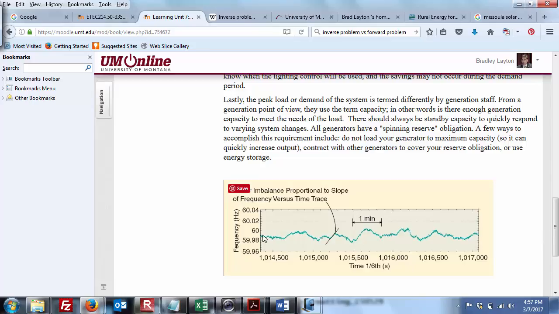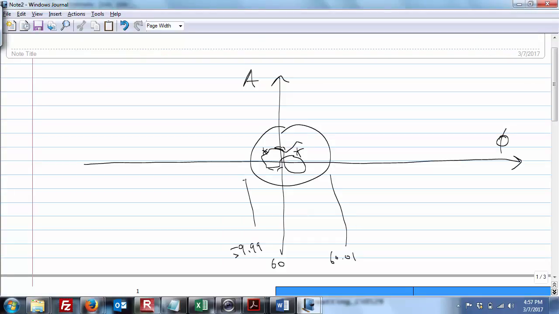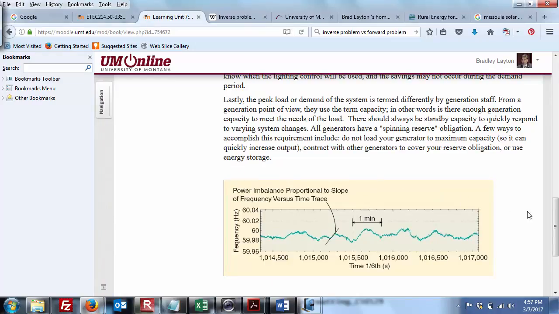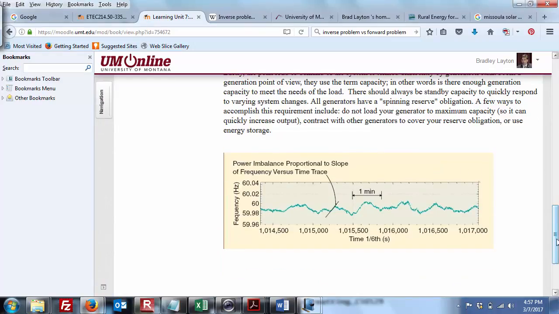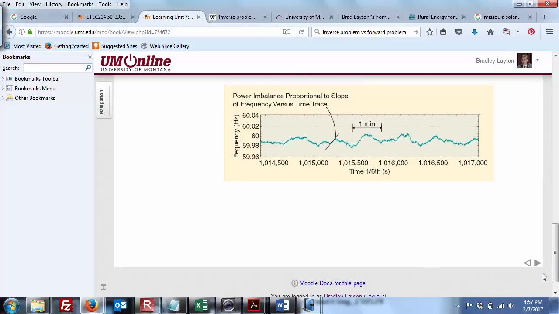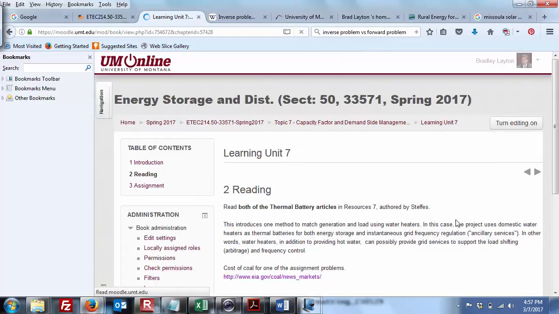If everything were perfect, that 60 hertz would just sit there, and this dot would never move. But as I said, when the demand goes up, the frequency goes down, and when the lights come off, the frequency goes back up. It's critical to maintain that frequency, kind of like a heartbeat. You don't want the flutter, you don't want the arrhythmia, tachycardia or bradycardia. It's the heartbeat of the grid.